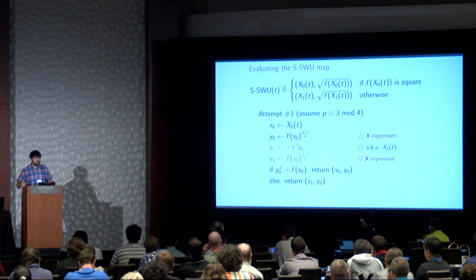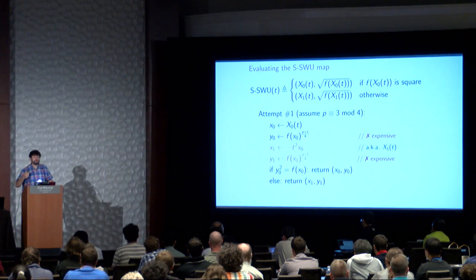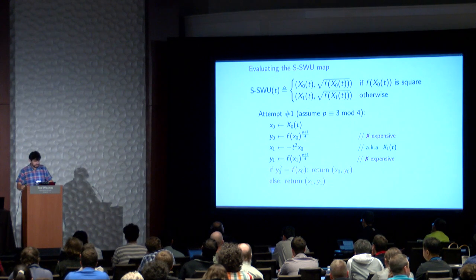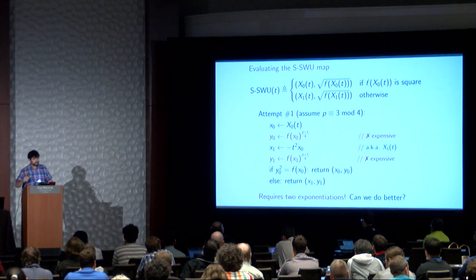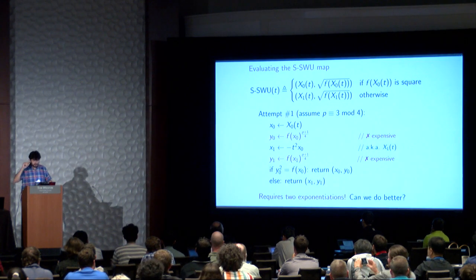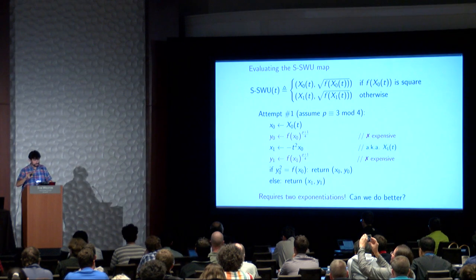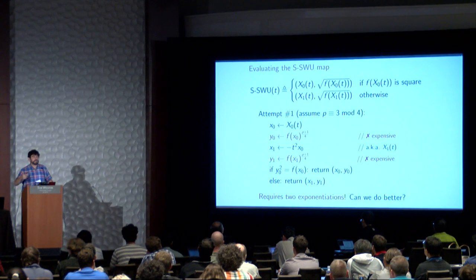And then we're going to do the same thing with x1, and we have to do another square root. And finally, we're going to check which one is square and return the corresponding point. So this works, but remember, we're aiming for a constant time implementation, which means that no matter what, we have to compute both square roots. So that's two exponentiations. And the goal is to try and get down to 1.